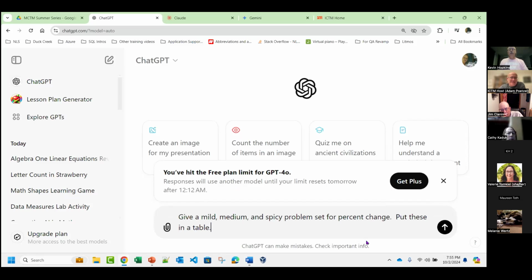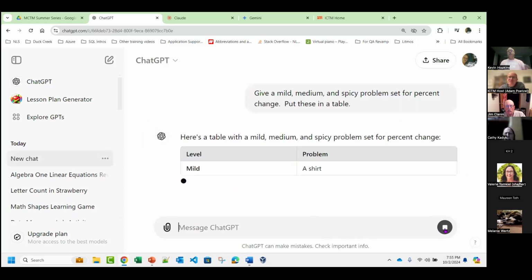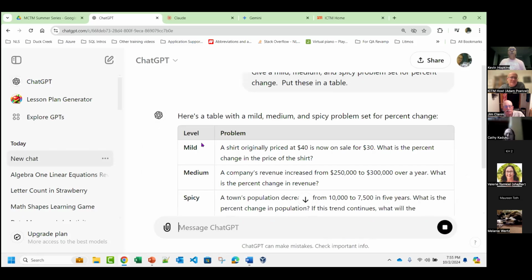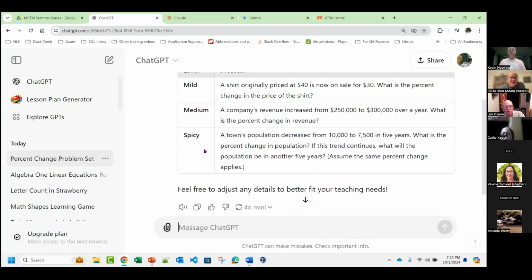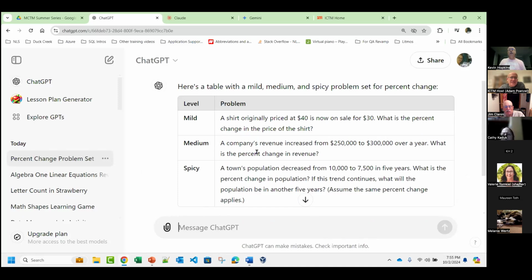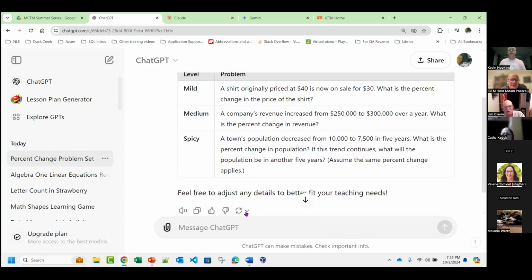I'm going to say put it in a table so that we can compare it. I think that'll be easier to compare. Well, that's good to know that you can do that. And let's see if it does that. So mild, medium, spicy. Well, that wasn't really what I wanted, but I mean that's one problem. It's not a set.